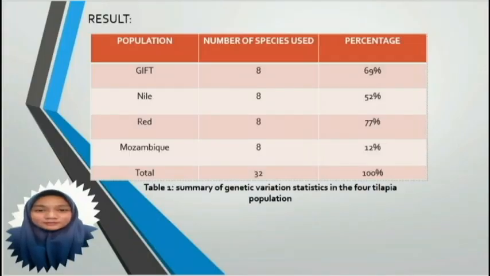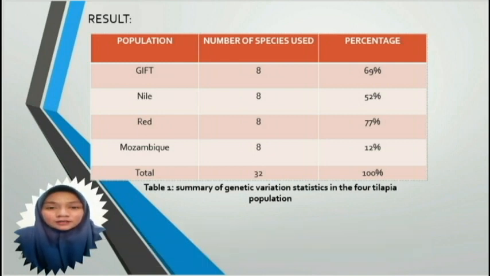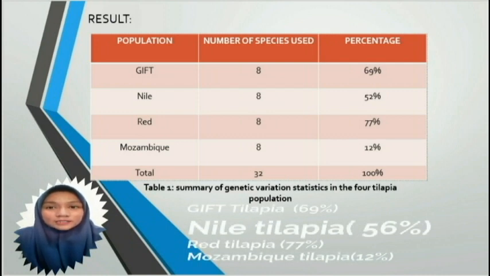Okay, I will continue with the results. Table 1 shows a summary of genetic variation statistics in the 4 different tilapia populations, which are gift tilapia, Nile tilapia, red tilapia, and the last one, Mozambique tilapia. Eight individuals in every tilapia population were selected to get the percentage of genetic variation. The gift tilapia has 69% genetic variation, while Nile tilapia has 52% and red tilapia has 77%, and the last one, Mozambique tilapia, has 12% genetic variation.